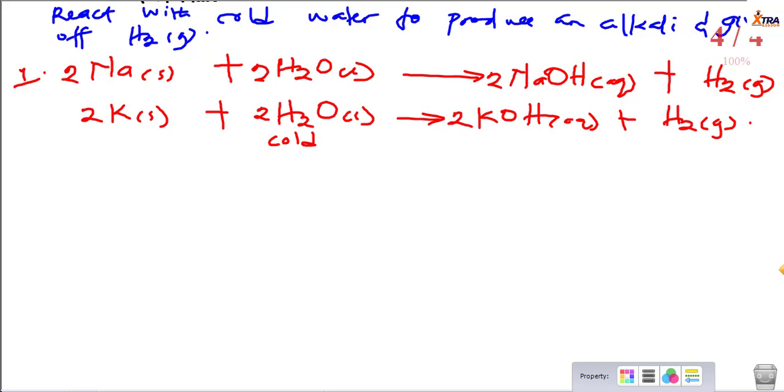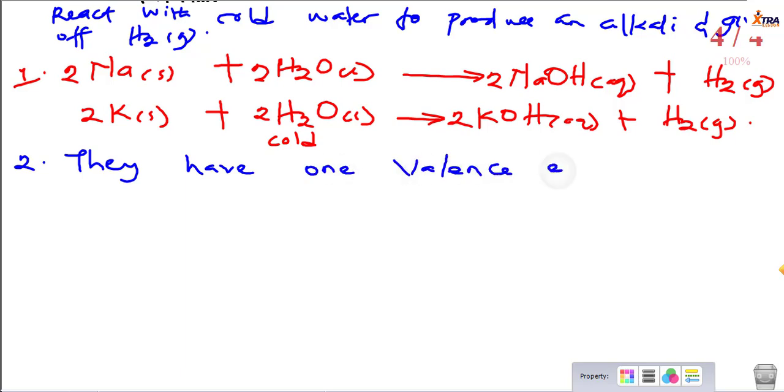What other properties do group 1 elements have? Being group 1 elements, they have one valence electron. They have one valence electron. Or you could say they have one outermost electron.